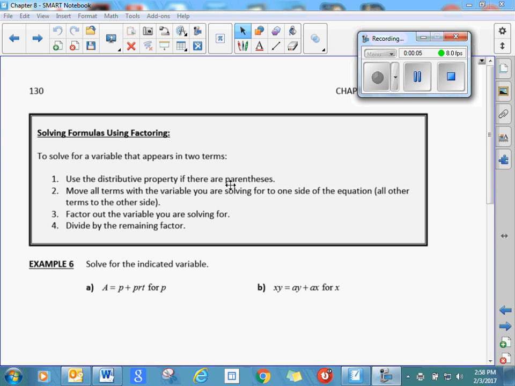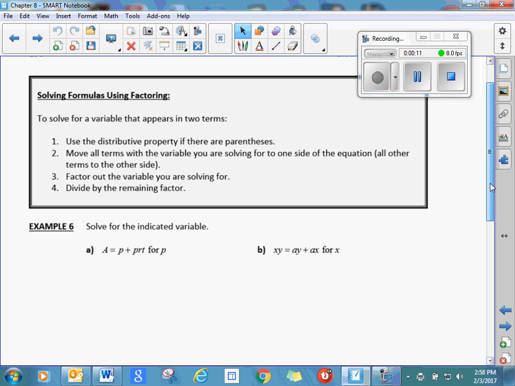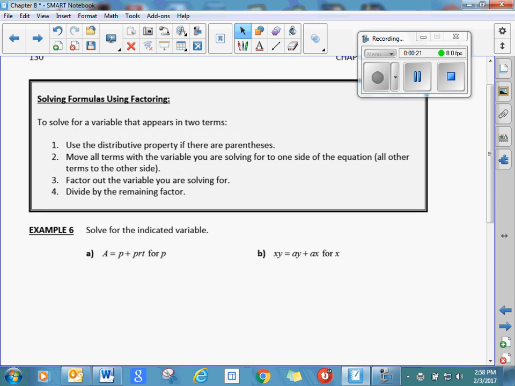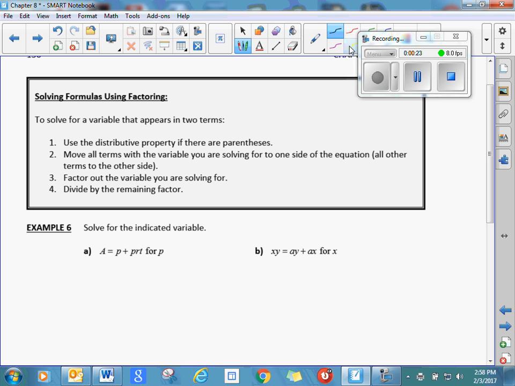One more video to finish up section 8A. This is page 130. This is involving more factoring, but now we're going to use some formulas, and these are called literal equations. I don't know if you remember that term or not.